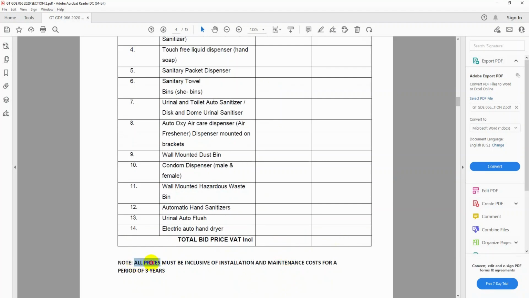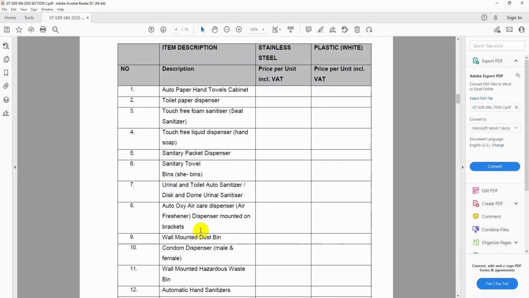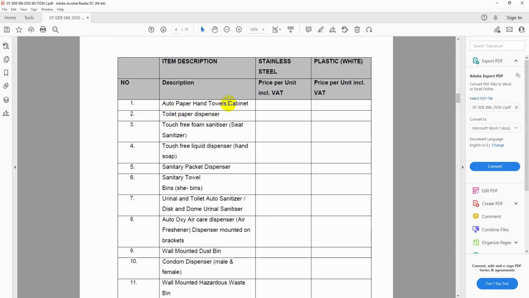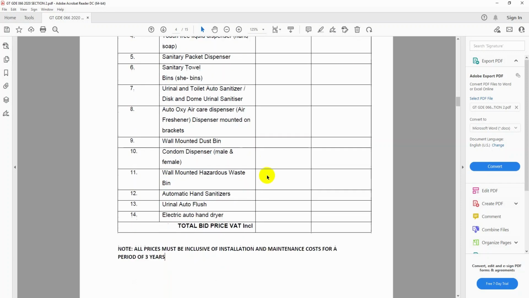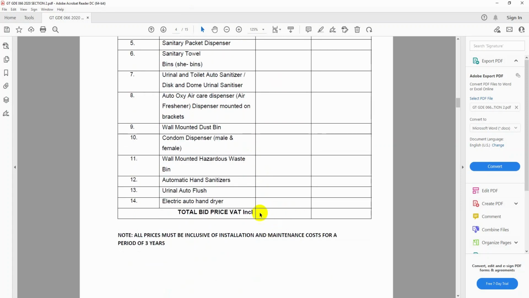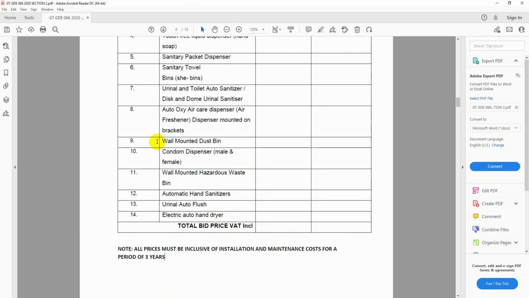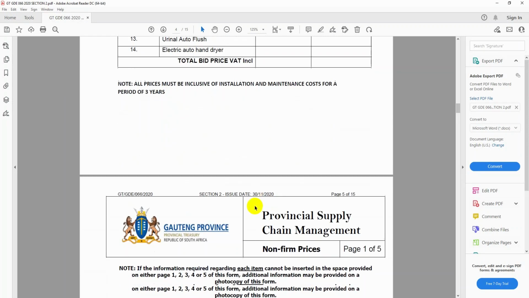And they are saying all prices must be inclusive of installation and maintenance costs for a period of 3 years. So here now, when you put the final price, make sure that the ones that you are going to install, you will include their prices here on the final price. The ones that need installation, like the wall mounted bin, the wall mounted bin you're going to install. So how much, including the installation, including the maintenance, because you will still need to maintain it for the next coming 3 years.